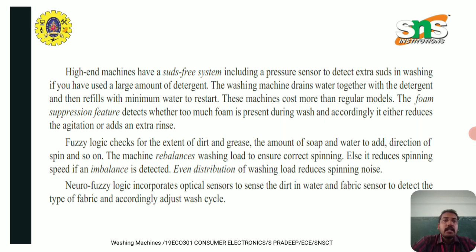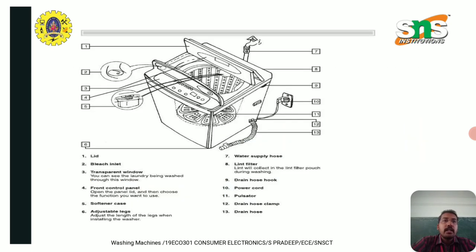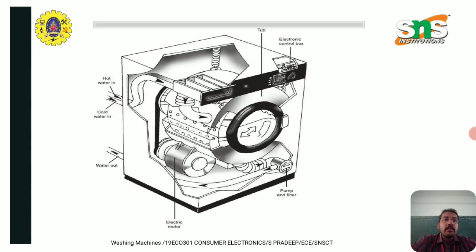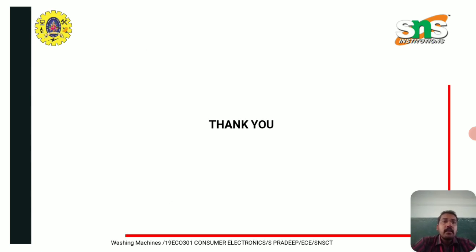Fuzzy logic checks for the extent of dirt and grease, the amount of soap and water to add, direction of spin and so on. Neuro-fuzzy logic incorporates optical sensors to sense the dirt in water and fabric sensors to detect the type of fabric and accordingly adjust the washing cycle. This shows the semi-automatic washing machine and this shows the front load washing machine. Thank you.